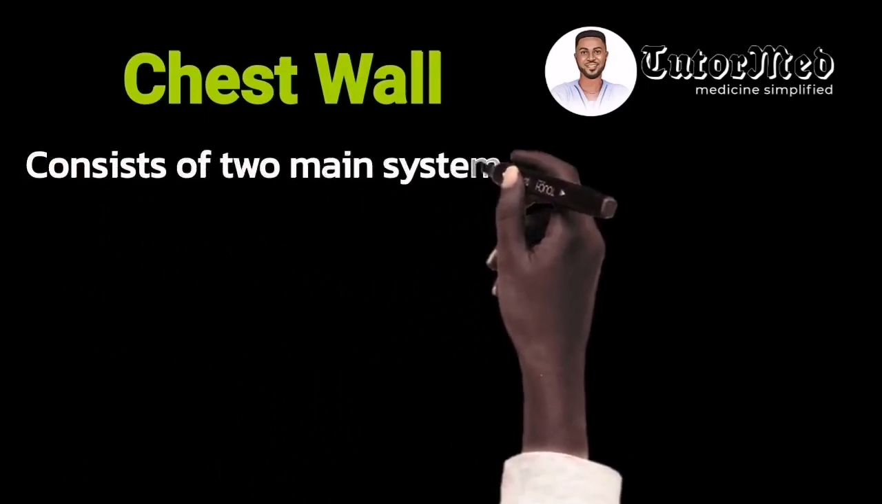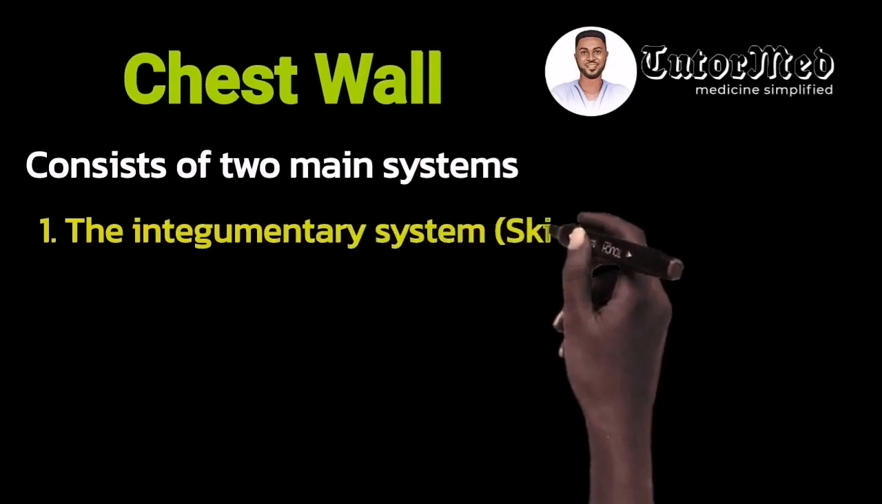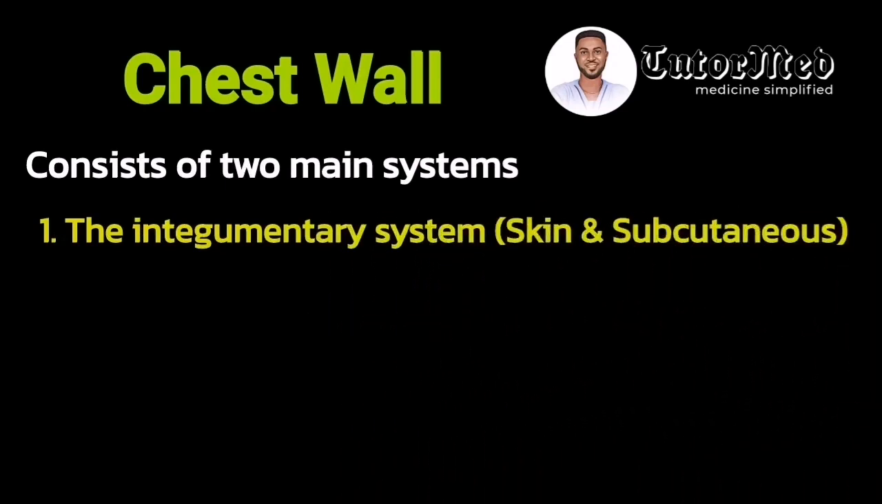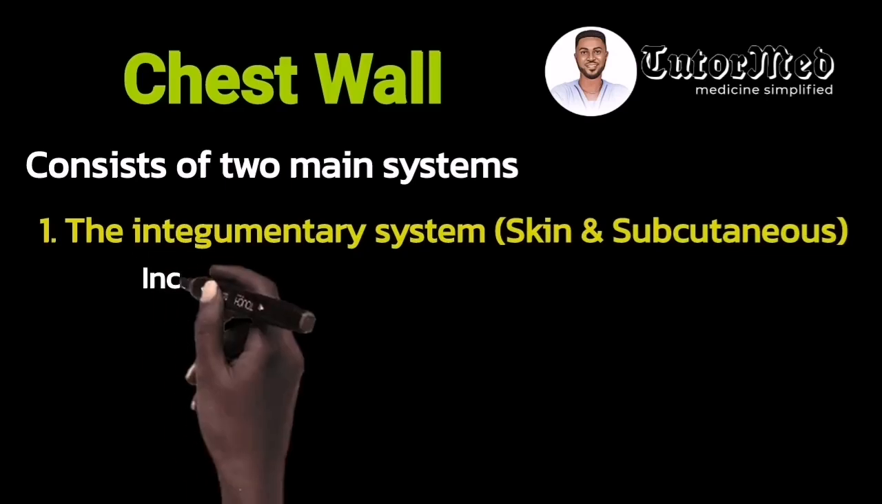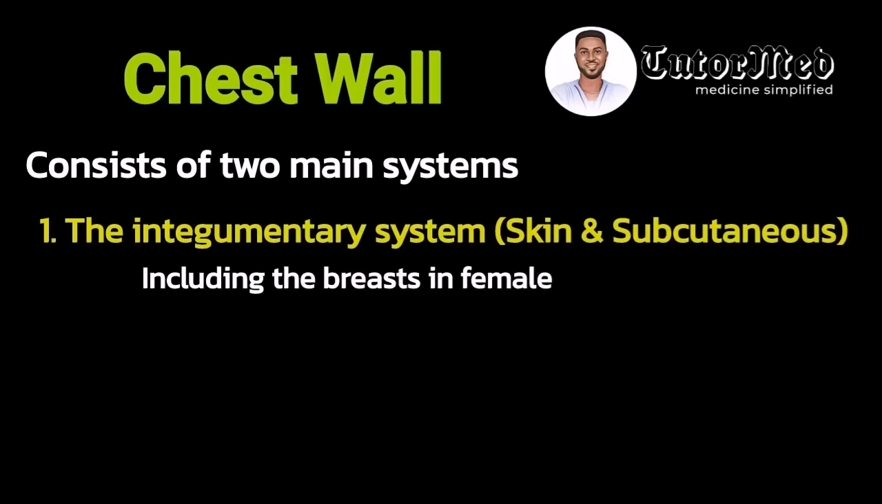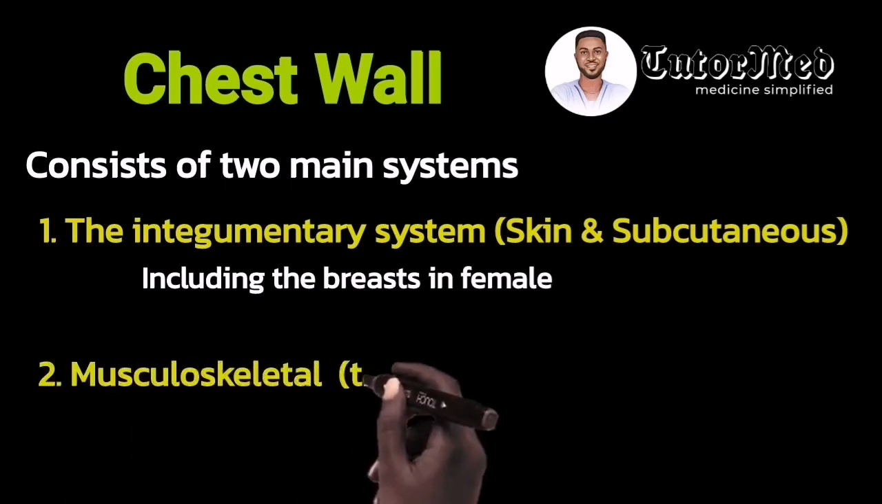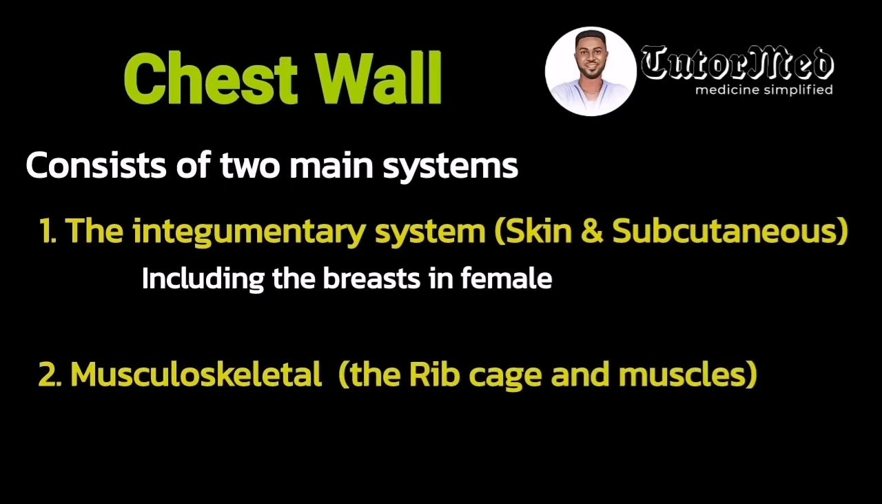Please recall that we said the chest is made up of the chest wall and the organs within its cavity. The chest wall consists of two main organ systems: the integumentary system, which is basically the skin and the subcutaneous tissue, and in females, including the breasts. A pathology here like cellulitis can present with chest pain. Second, the musculoskeletal system, which is made up of the rib cage and muscles like pectoral muscles, intercostal muscles. And so muscle strain, rib cage fracture, can lead to chest pain. These are the structures we should be thinking about if we suspect that the culprit might be in the chest wall.